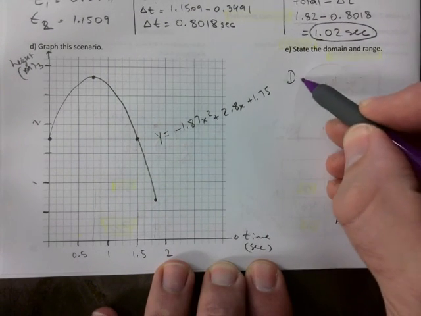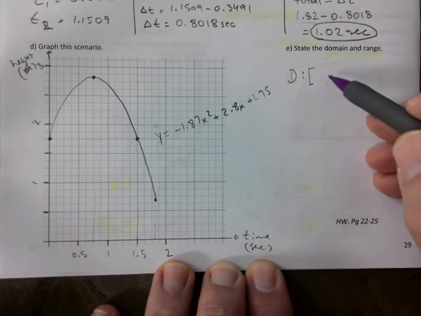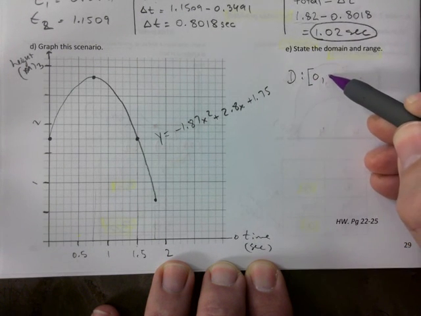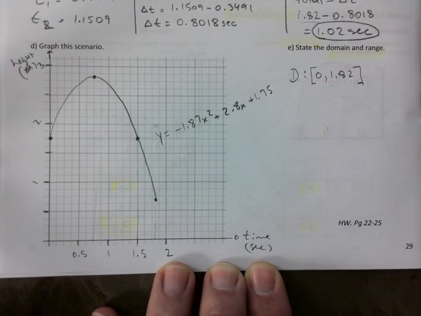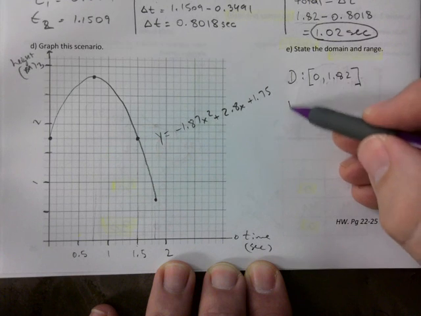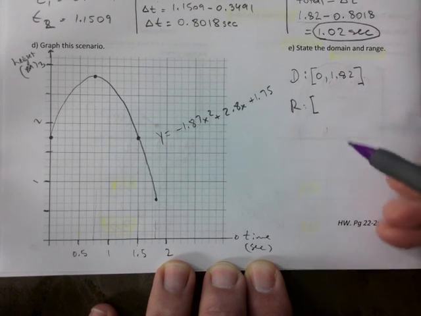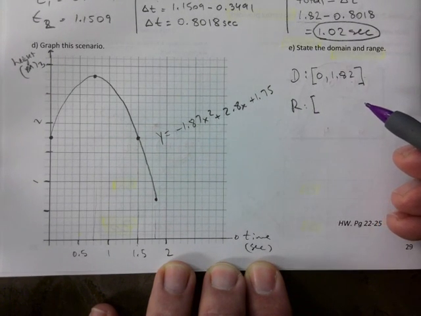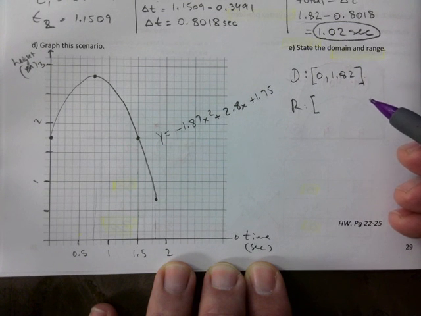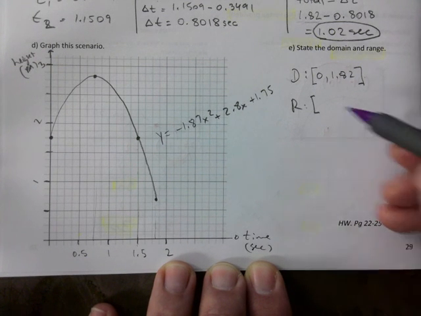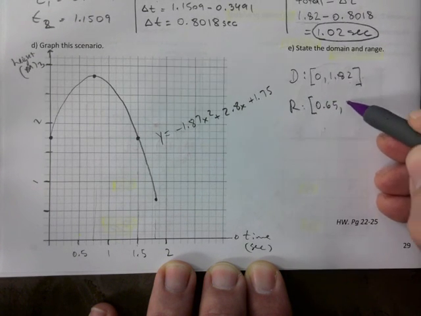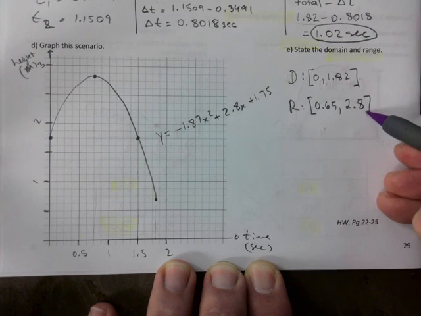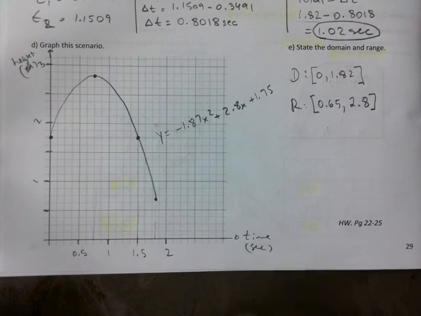State the domain and range. Let's go ahead and do this. My domain goes from 0 until it hits the rim. So time is delimited between 0 and 1.82. My range is between, no zeros, right? Yeah. 0.65 and 2.8. That's the highest point and that's the lowest, right? Lowest first, highest second always.